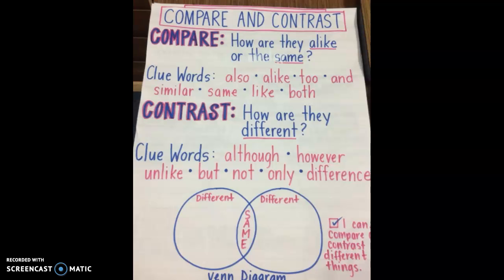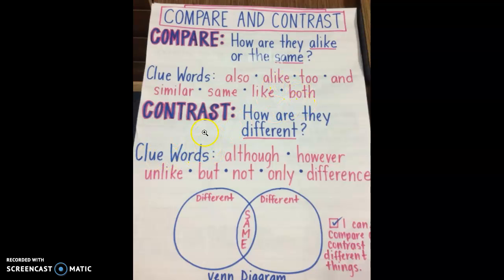Today we are going to learn about comparing and contrasting. When you compare, you tell how things are alike or similar. Some of the clue words or keywords that we would read when two things are being compared are also, alike, to, and, similar, same, like, or both.